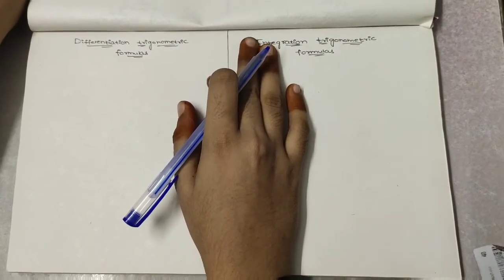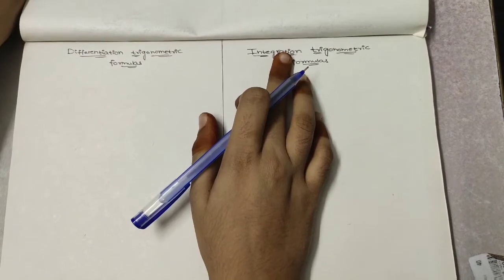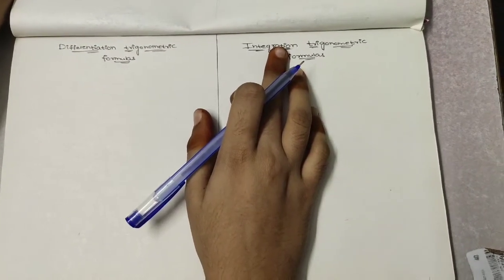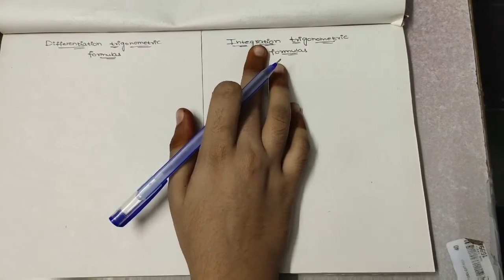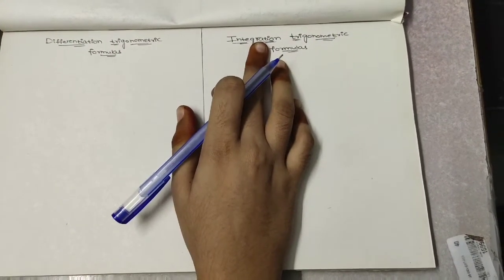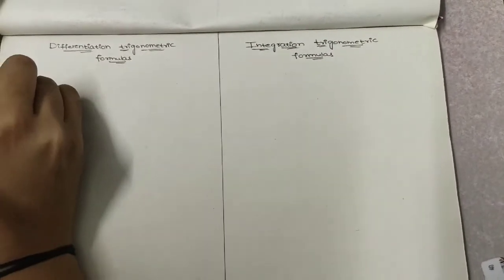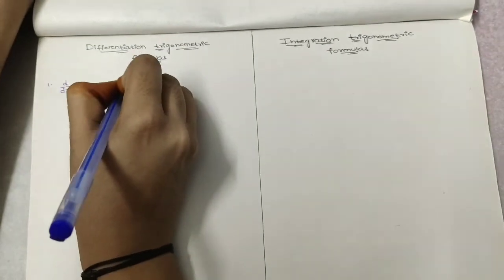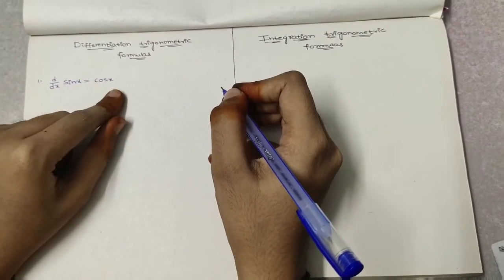Okay, in the previous video, I already discussed the basic formulas of differentiations and also integrations. Today, the topic is the trigonometric formulas in differentiations and integrations, and I'm going to discuss the basic trigonometric formulas. The first formula is d by dx of sin x is equal to cos x. If you differentiate sin x, it is equal to cos x.